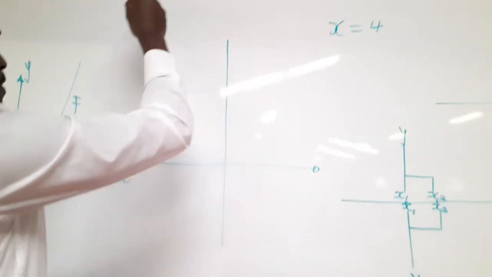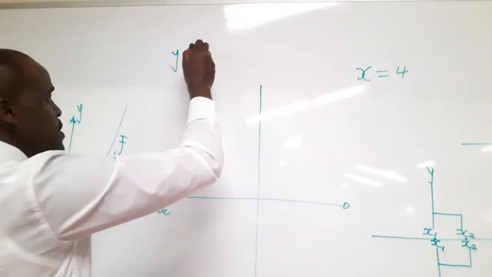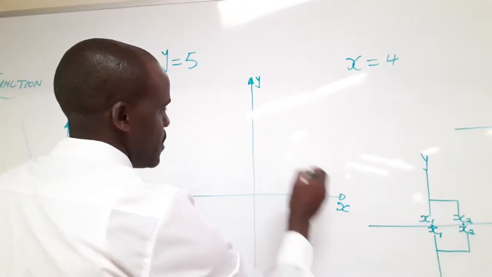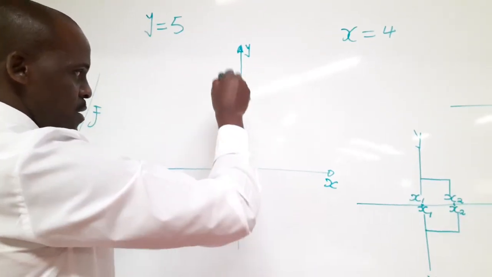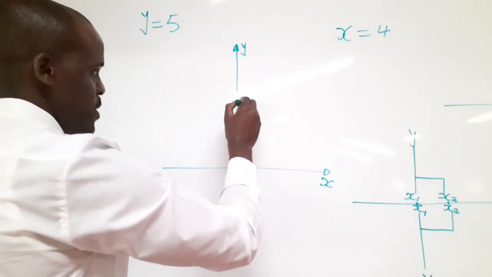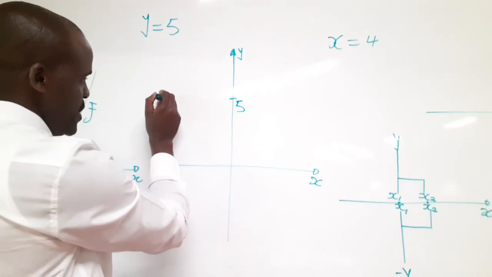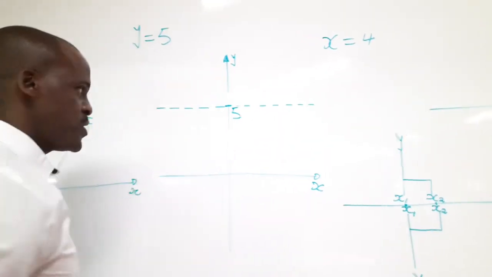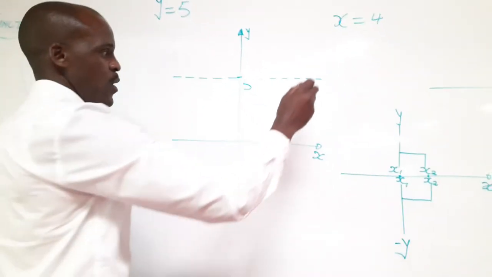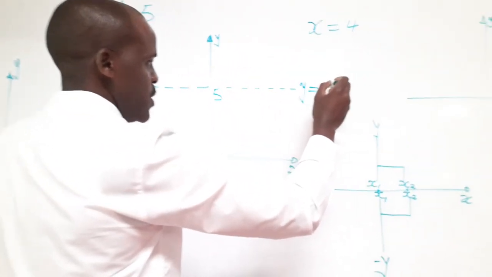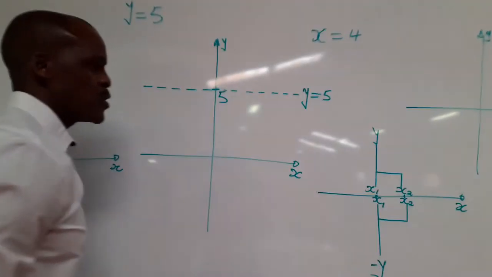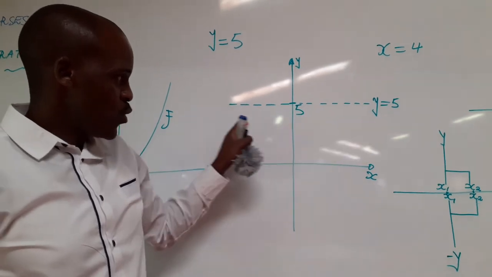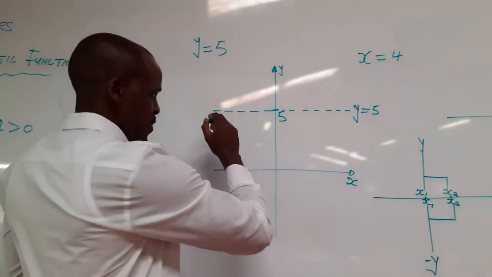Y is equal to 5. That's positive, right? Obviously, to indicate this, we are going to write it like that. Y is equal to 5. That's our line. So when you say y is equal to something, that line will be horizontal.